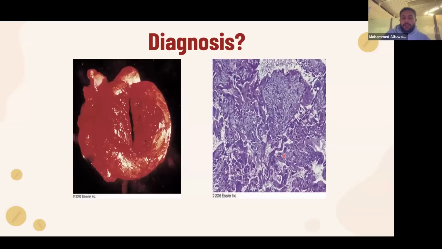Now, how about over here? You have this very hemorrhagic tumor with an abundance of syncytial trophoblasts and cytotrophoblasts. This is choriocarcinoma. Good. What marker will be positive in choriocarcinoma? Beta HCG. Why? Syncytial trophoblasts. Easy.